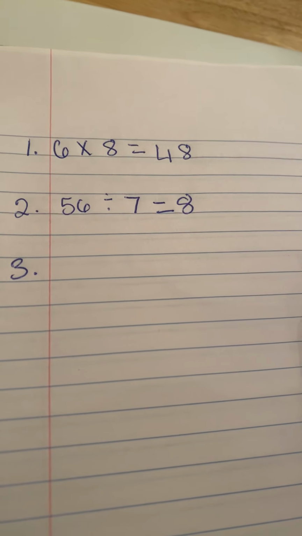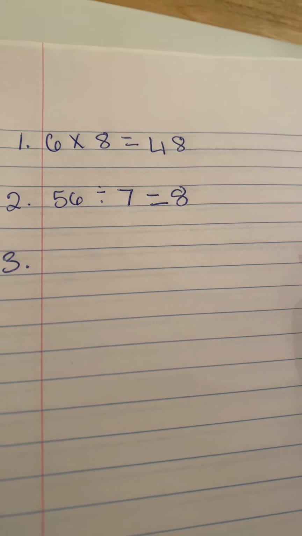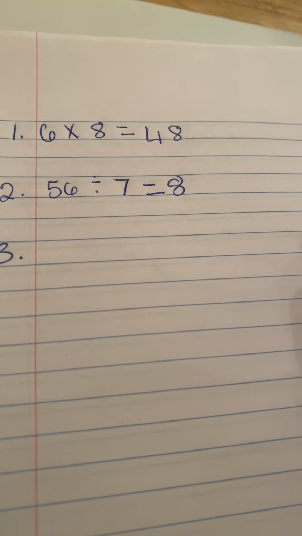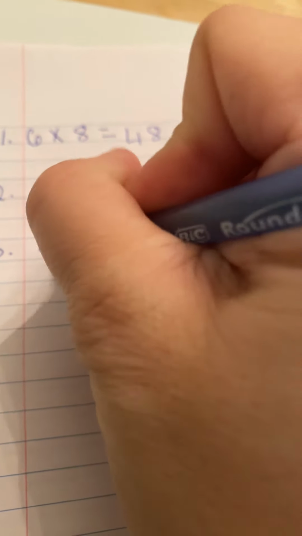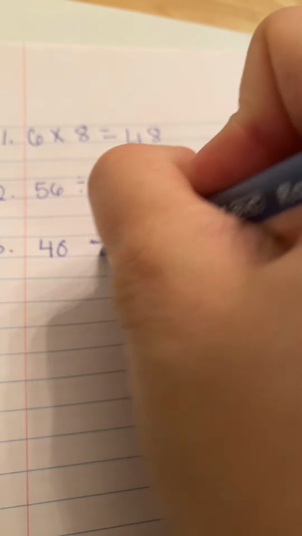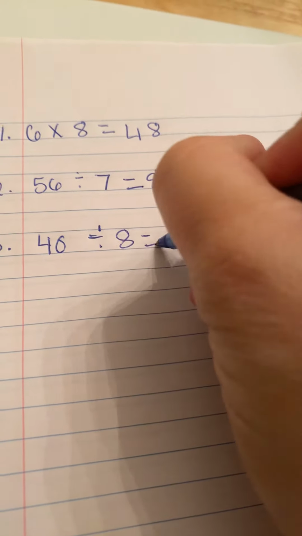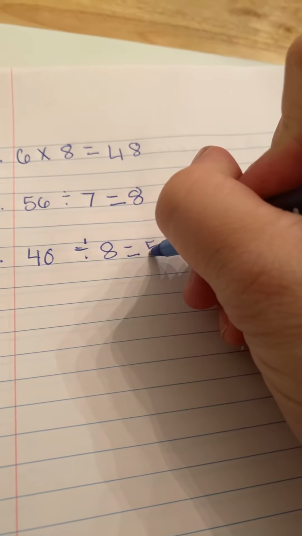Now we're going to look at number 3. There are 40 rose bushes. They are planted in 8 rows. How many rows of rose bushes are there? I'm going to take one of my numbers that I know, which is 40, and I'm going to set up my problem using division, and I'm going to divide by 8, and that would be 5.